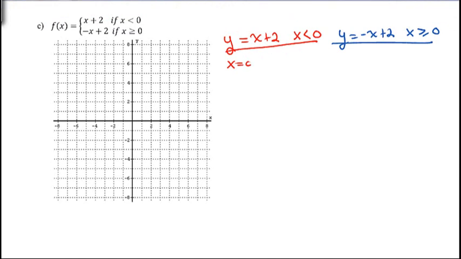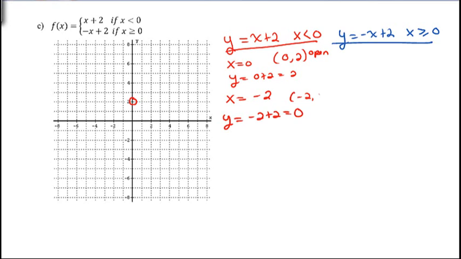And so when x is equal to 0, we get y equals 0 plus 2, or 2. And so that gives us the point 0, 2. This does not have the equal sign at 0, and so this is open. So at 0, 2, we have an open dot. Now I need to pick another x value. Use this interval to select it. We want something that's less than 0, so I'm going to pick negative 2. So we'll get y is equal to negative 2 plus 2, which is 0. So I have the point negative 2, 0.